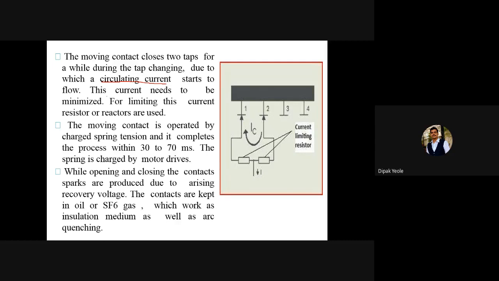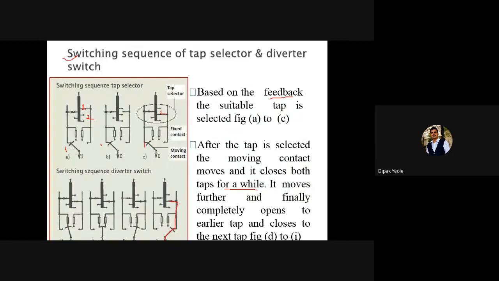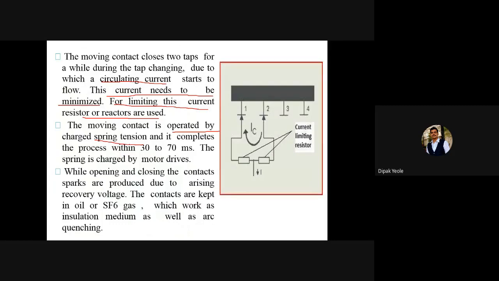So here I have mentioned these currents need to be minimized. We have to control this current. Hence, for limiting this current, resistors or reactors are used. The moving contact is operated by charged spring tension. These moving contacts have to be operated by charged spring tension. When we apply it in a switchyard or substation, it completes the process within 30 to 70 milliseconds. The spring is charged by motor drives. The spring does not need to be charged by hand. There is a motor available to charge the spring.